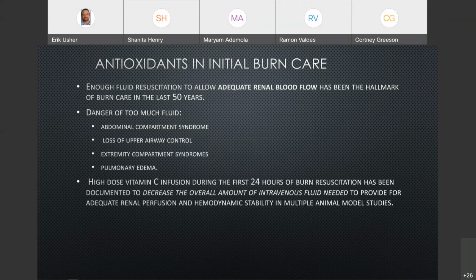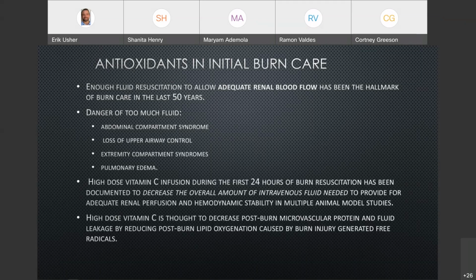So we found out that if we give some of these patients high doses of vitamin C during the first 24 hours of that burn resuscitation, they don't need as much intravenous fluid for that adequate renal perfusion and hemodynamic stability. So it's been in multiple animal studies. This high dose vitamin C is thought to decrease the post-burn microvascular protein and fluid leakage. And it does so by reducing the lipid peroxidation caused by burn injury because that generates free radicals. So it's pretty impressive. I encourage you to read this article. Again, if you're really passionate about burn care, these antioxidants have also translated into other parts of medicine, such as AFib and post-open hearts. So it's pretty neat to read some of that.